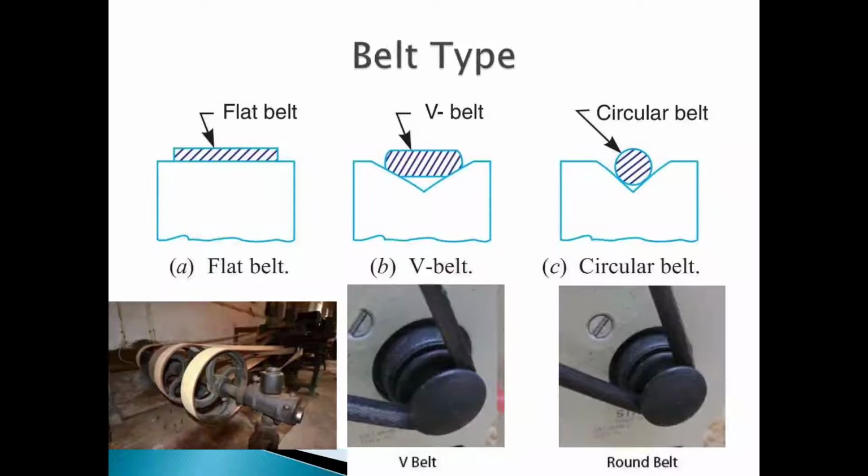Belt type: here I have shown the various types of belt: flat belt, V belt, and circular belt. The shape of a circular belt is circular. A V belt looks triangular, but is actually a trapezoidal section, and a flat belt should be flat.